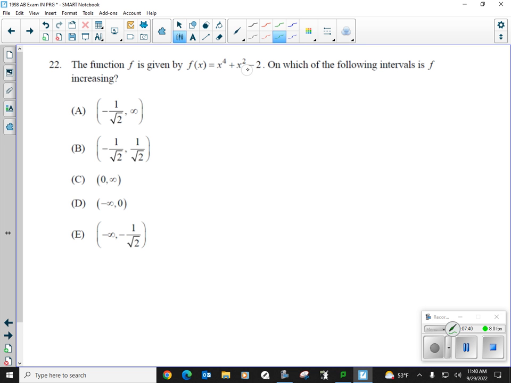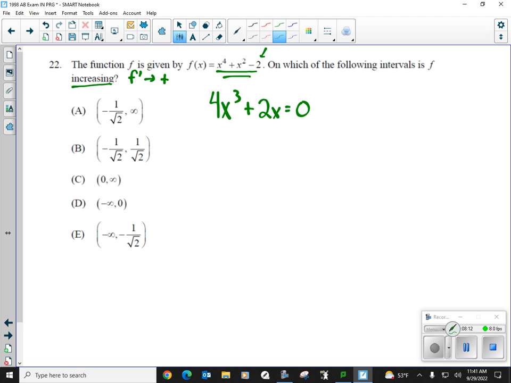All right. In order for f to increase, that means the first derivative needs to be positive. All right. So let's find the first derivative. That's 4x cubed plus 2x. Okay, and then the derivative of a constant is 0. Let's figure out where it's equal to 0. Those are our possible critical points. And then we'll figure out in between those zeros if the first derivative is positive or negative.